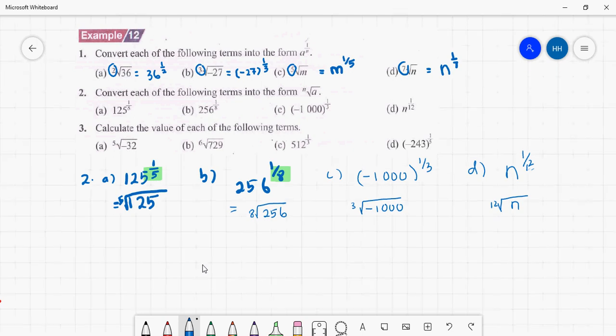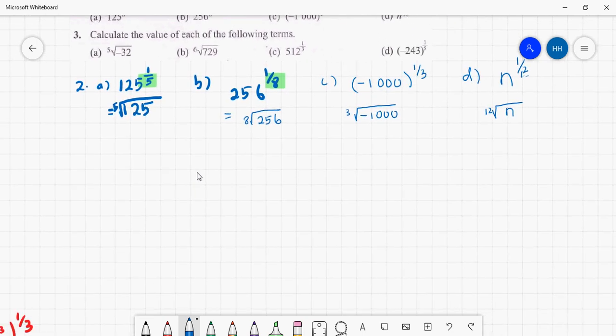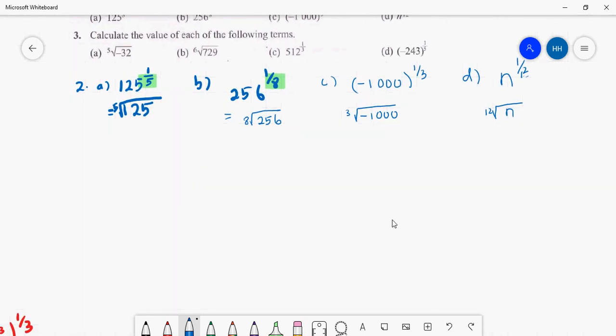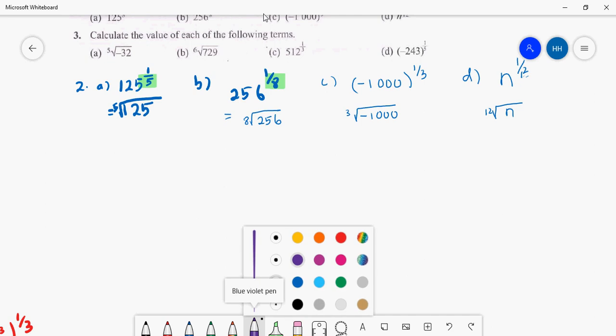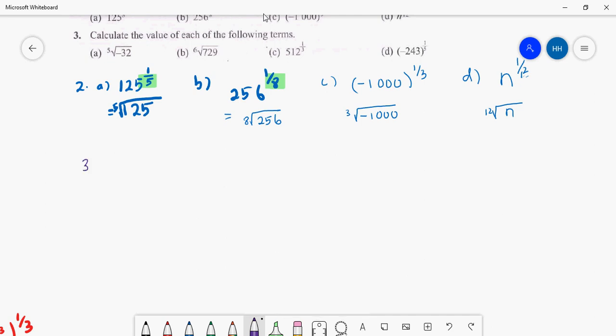Next example, question number 3. Calculate the value of each of the following terms. So that means you must find the value. How to solve this question? Question number 3a. You have fifth root negative 32.